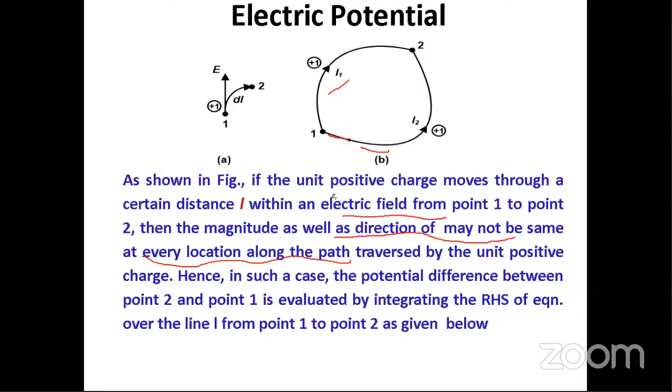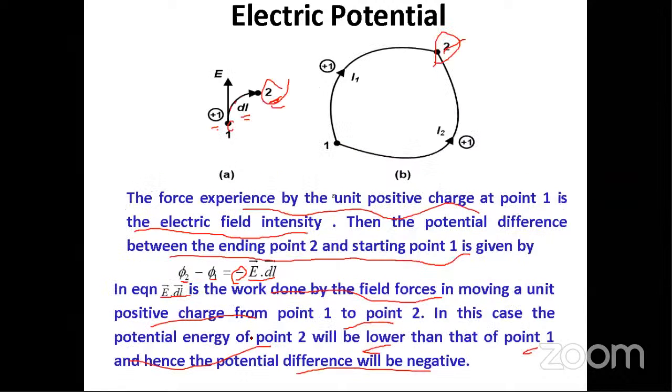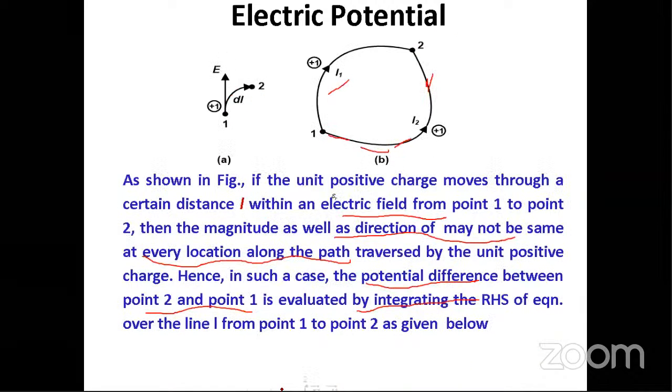When it is moving in this direction, and if you measure that direction at this point, in every point the direction is not the same. So in that case, the potential difference between point 2 and 1 is evaluated by integrating the right hand side of the equation. The right hand side of the equation means this side: if I want to find out the potential difference between 1 and 2, we have to integrate this side with the limits 1 and 2.